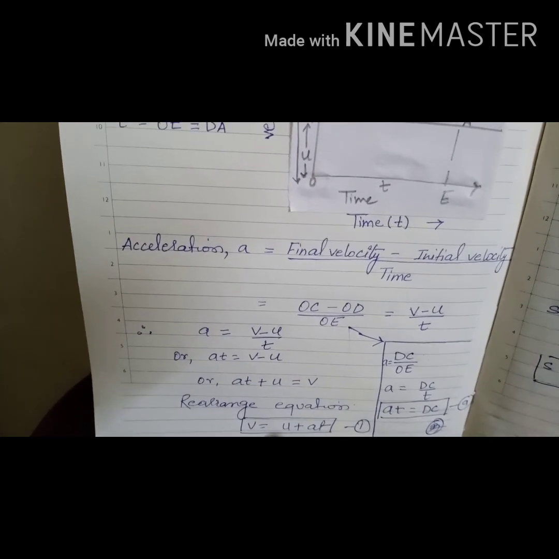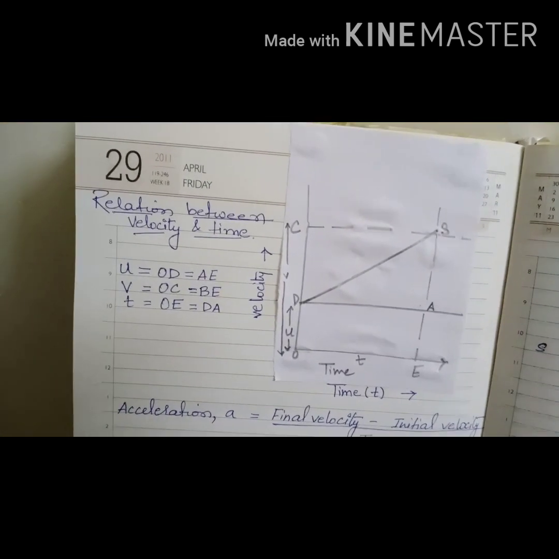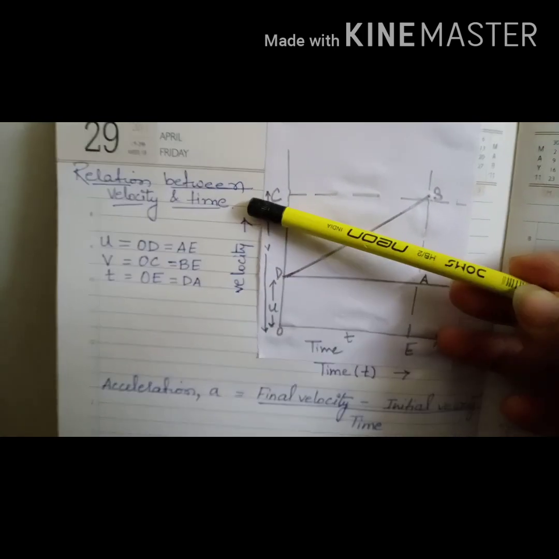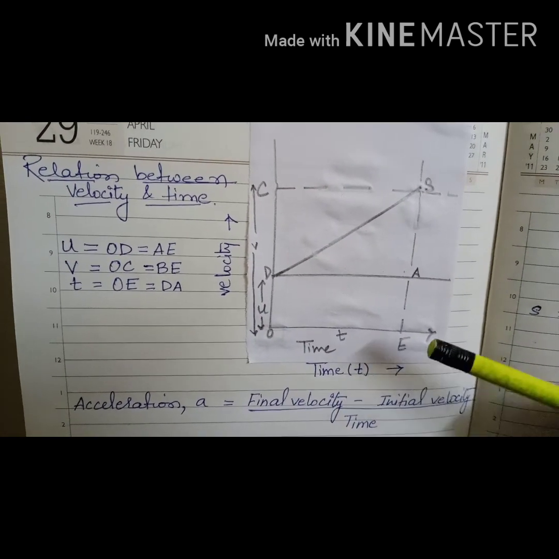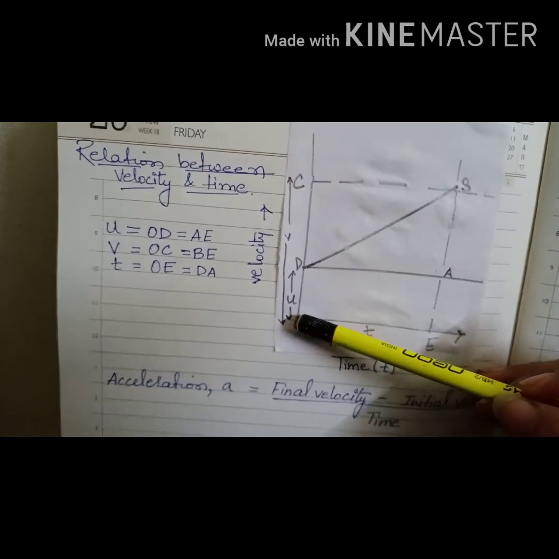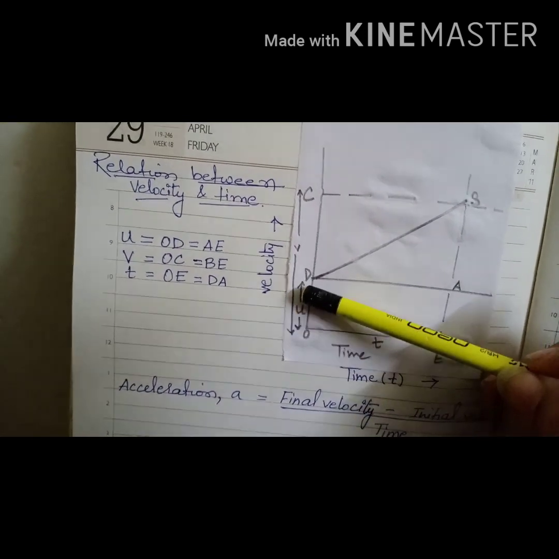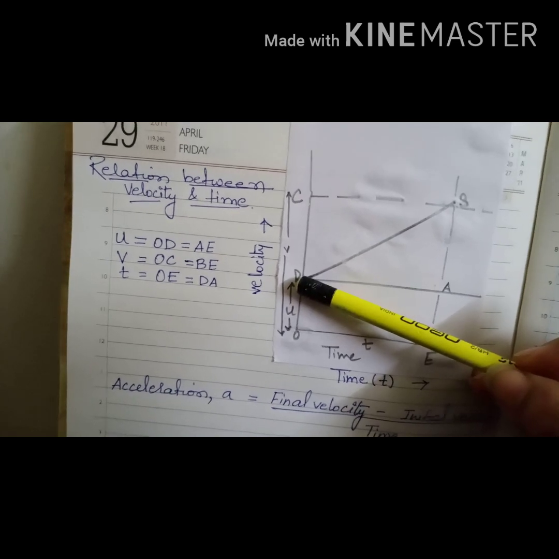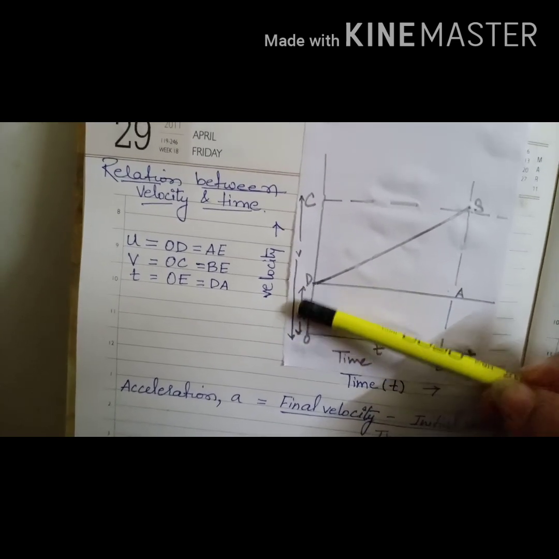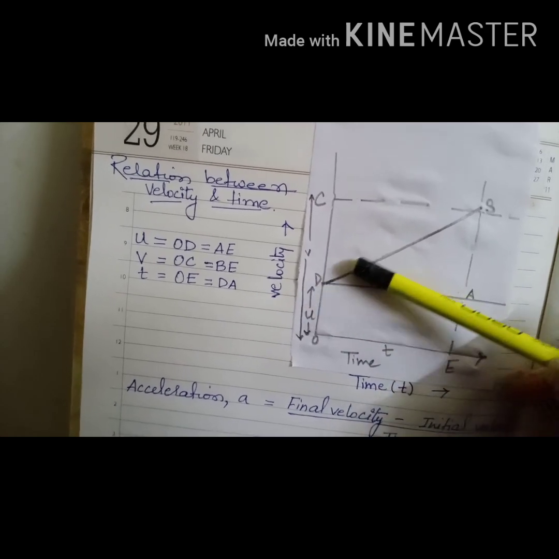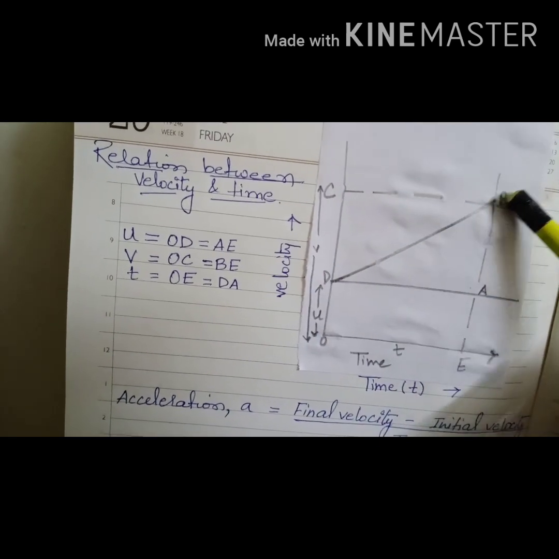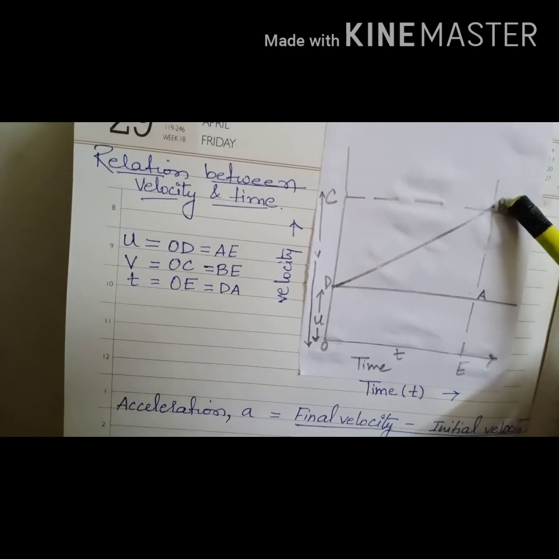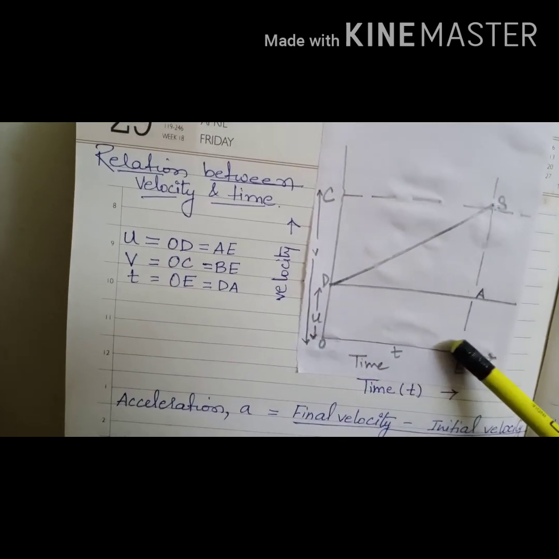We will see the first equation of motion, that is V equals U plus AT. This is a relationship between velocity and time, so velocity is on the y-axis and time on the x-axis. In your book it is nicely given, so you can check the graph. A moving object starts to move, and it reaches the point D. From there the velocity is U, and then it reaches point B. In reaching from point D to point B, it took time t.